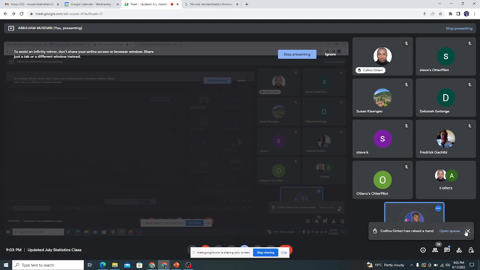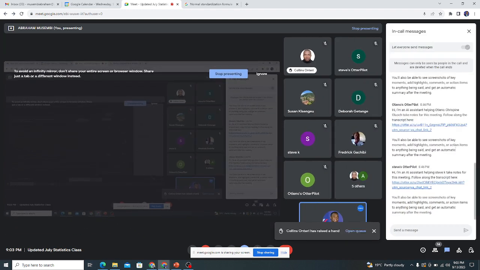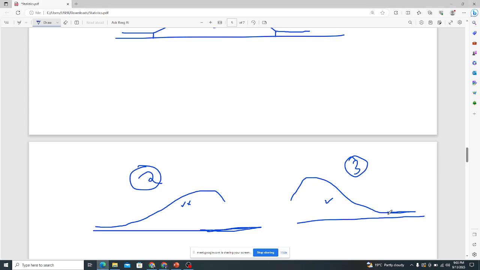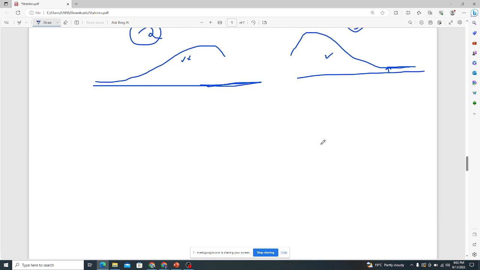Yes, Collins. When you say the tail, do you mean the values are higher or the values are lower? So this is the tail. Okay, so let's assume this is the x-axis. We have values from 0 to, let's say, even 100. Then we can say maybe most of the scores are between here.